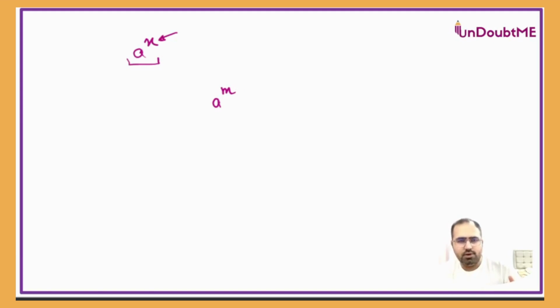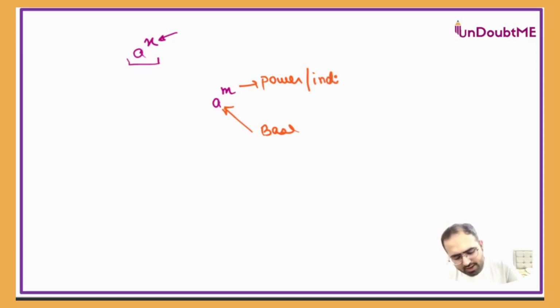But just to have a general knowledge about what is called an index number or exponential number, you should just know that this is called the base and this is called the power. Power is also called the index. So that's why the plural of index becomes indices. Dealing with them is called indices.